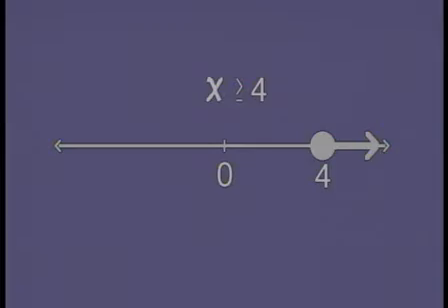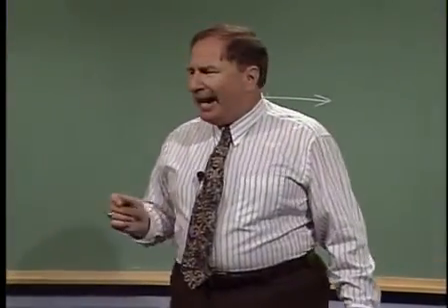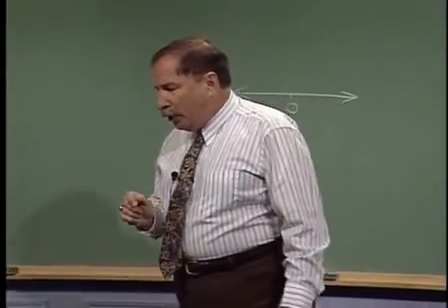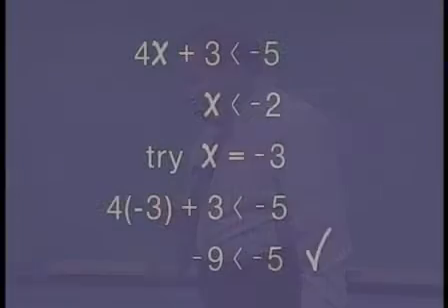Now, I talked about checking, but I'd like to go back and emphasize it. Let's take a look at the next visual, which starts out with the same problem we had before. And that is the first problem, 4x plus 3 is less than negative 5. The solution was x is less than negative 2. And in this case, we tried x is equal to negative 3. Why do we try that? Because negative 3 is less than negative 2. It should work. It does.